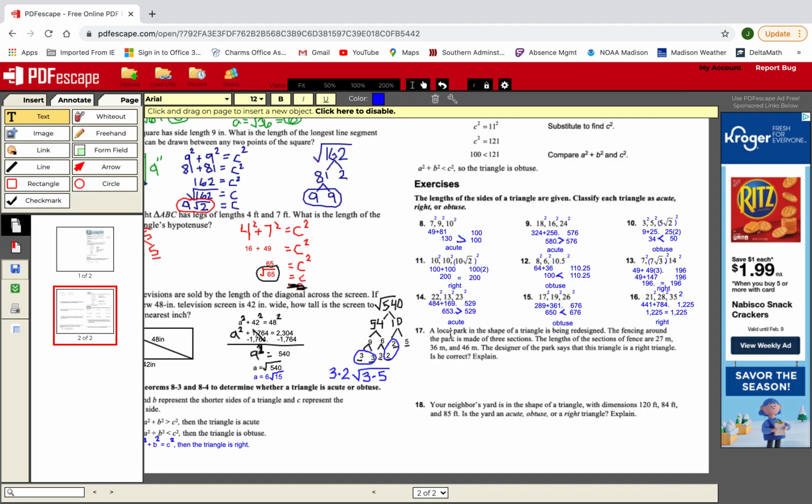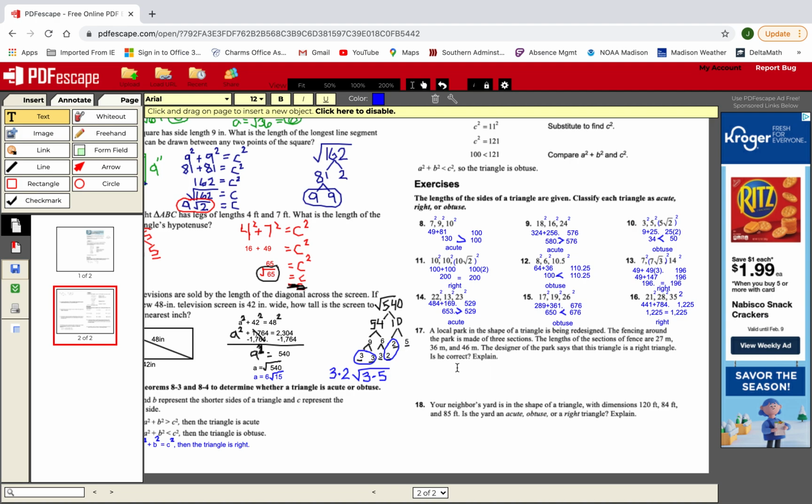Okay, so for 17, it says a local park is in the shape of a triangle. It's being redesigned. The fencing around the park is made of 3 sections. The lengths of the sections of the fence are 27, 36, and 46. The designer of the park says the triangle is a right triangle. Is he correct? So what we need to do is find out if the 2 smallest numbers squared and added together equal the largest number squared.